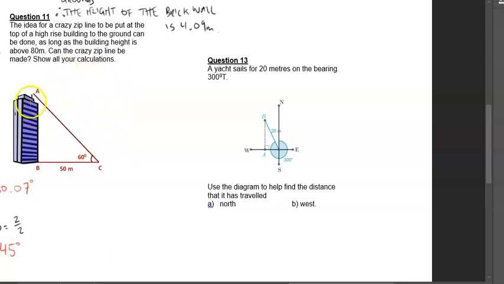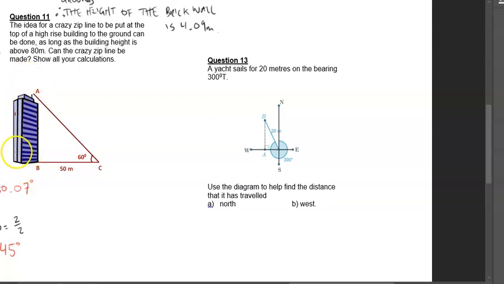Okay, so this is obviously the zip line. It goes from point A to point C. We have 60 degrees here and 15 meters from the base of the building on the ground to where the zip line ends or starts, depending on which way you're going. Generally it goes from top to bottom. So we have to see if this building is above 80 meters. If it is, they can put this crazy zip line.